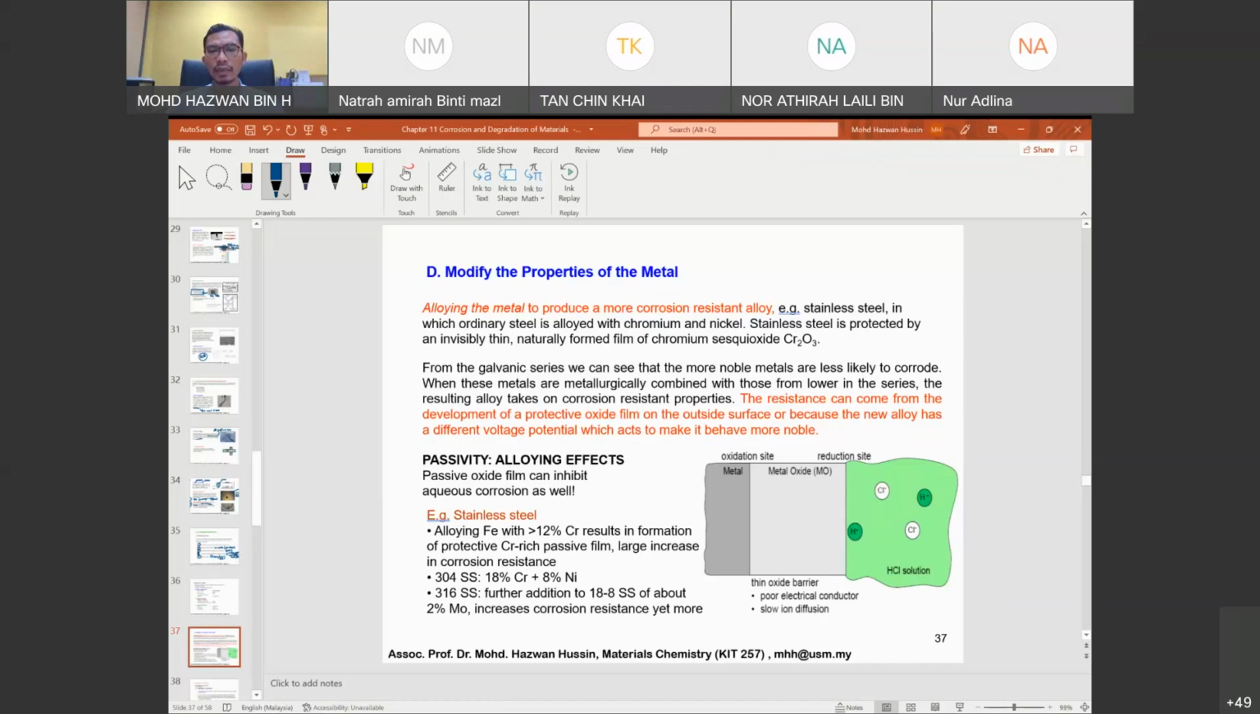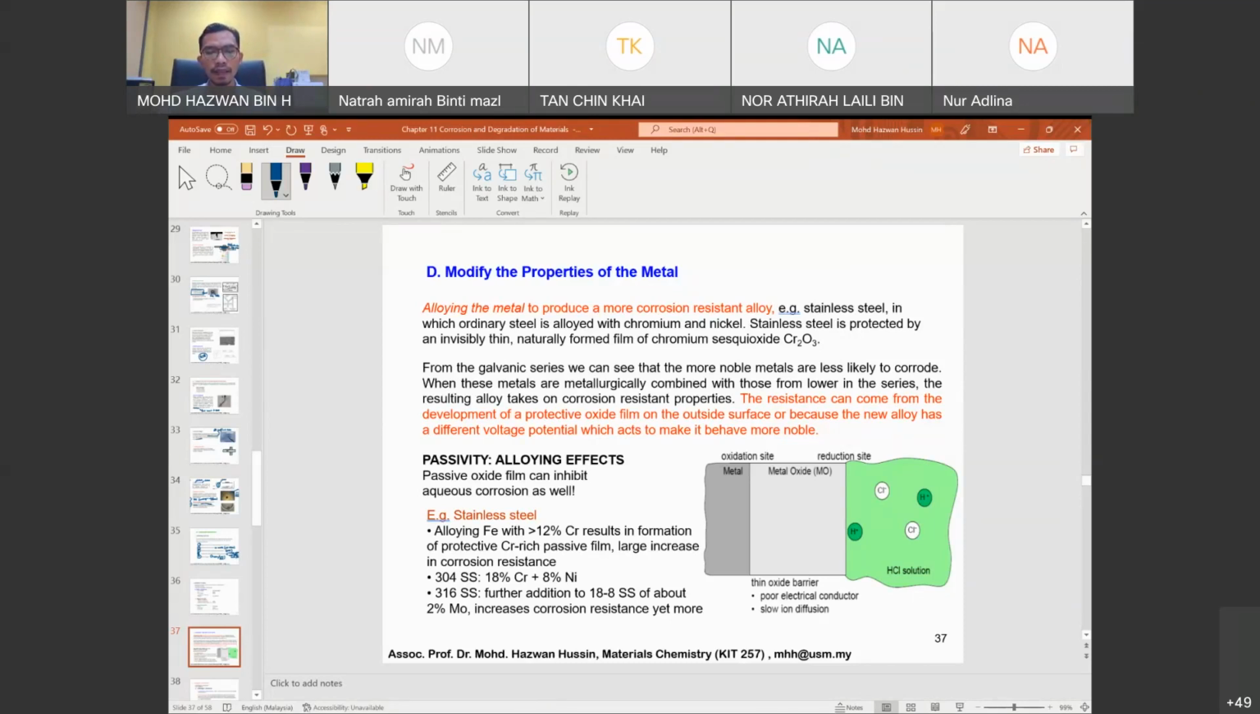From the galvanic series, we can see that the more noble metals are less likely to corrode. When these metals are metallurgically combined with those from lower in the series, the resulting alloy takes on corrosion resistant properties. The resistance can come from the development of a protective oxide film on the outside surface, or because the new alloy has a different voltage potential which acts to make it behave more noble. Okay, so passivity is actually an alloying effect. Passive oxide film can inhibit aqueous corrosion as well.